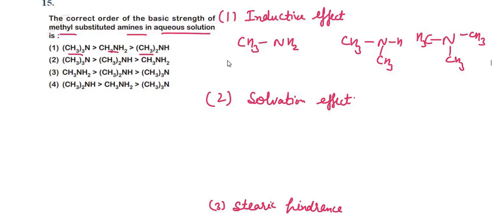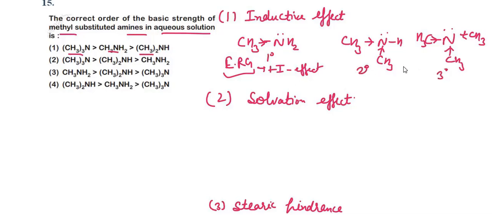As we know, the electron releasing group will show plus I effect, and they will increase the electron density on nitrogen, and it can easily give its lone pair of electrons. The extent to which the nitrogen can give its lone pair will show its basic strength. So in the first case, the plus I effect is because of only one CH3 group, in the second case it is because of 2 CH3 groups, and in the third case it is because of 3 CH3 groups. So primary, secondary and tertiary.